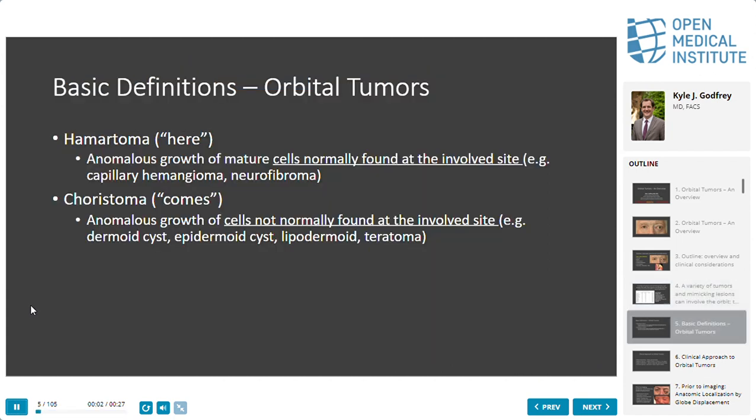So, a few basic terms. Orbital tumors can break down into two types, either hamartomas or choristomas. Hamartomas are abnormal proliferations of cells that are normally found in that location. So there are cells that are already there that are behaving in an abnormal way. Choristomas are cells that come from other areas that don't normally belong in the orbit.